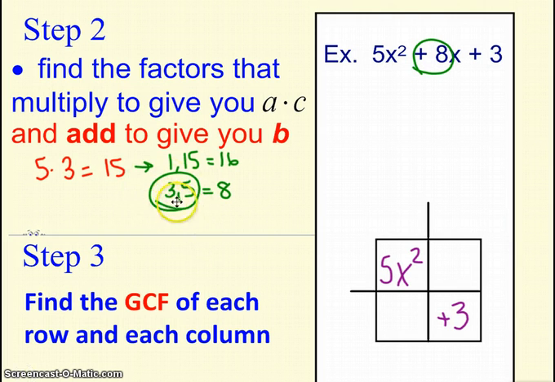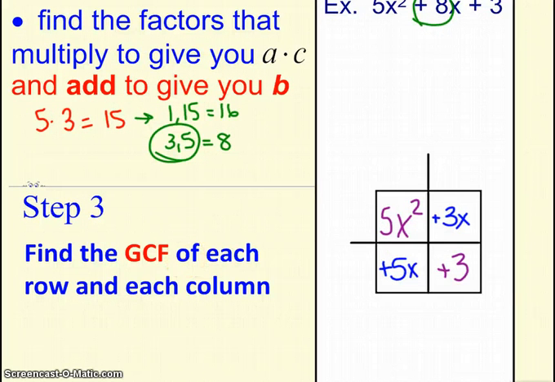Now what we're going to do with this 3 and 5 is we're actually going to put it in the box. So we have 3x and 5x. Now I could have switched it and put 3x in one box and 5x in the other. It doesn't really matter. So step 3 says we are going to find the GCF. Look, that comes up again and again and again. That was our first video on factoring. We need to find the greatest common factor for each row and each column.